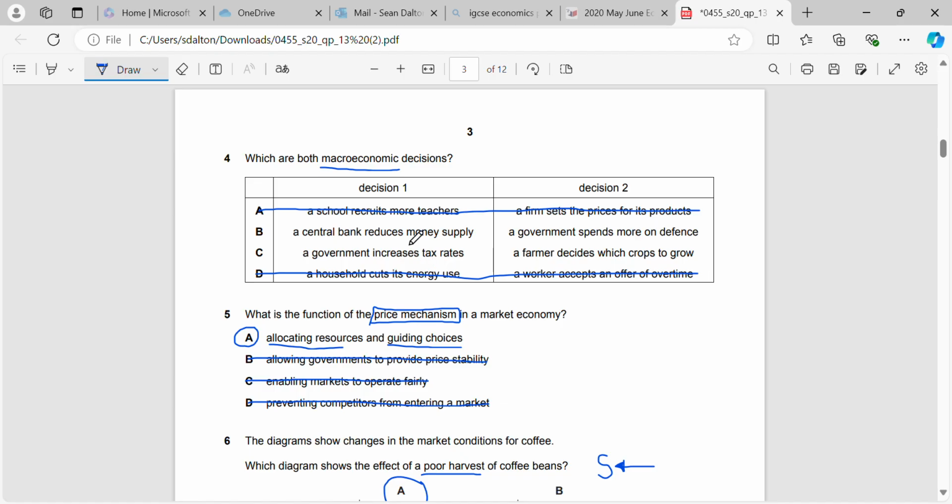So therefore we can see for B and C, for decision 1, they're both macroeconomic decisions. But for C, a farmer deciding which crops to grow, that's an individual market. Sorry about that. That's an individual market, so that's also microeconomic. But a government deciding to spend more on defence, that will affect the whole economy. So that is a macroeconomic decision.